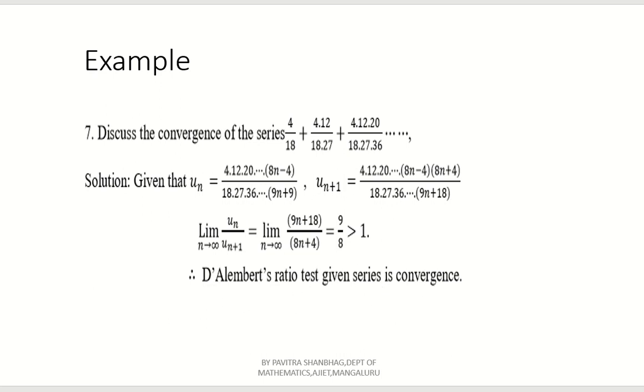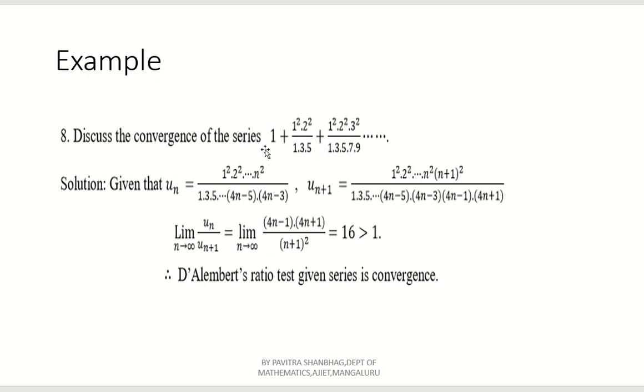Now last one problem under this. Discuss the convergence of the series 1 plus 1 square into 2 square by 1 into 3 into 5 plus 1 square into 2 square into 3 square divided by 1 into 3 into 5 into 7 into 9 and so on. Now first you have to choose un, that is the nth term. What we will get? 1 square, 2 square, 3 square up to n square, right? Divided by 1 into 3 into 5 into 7 into 9.